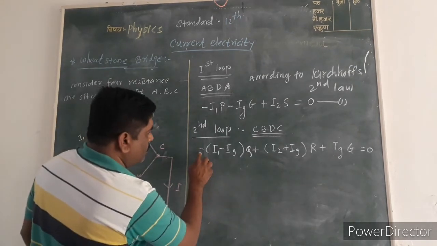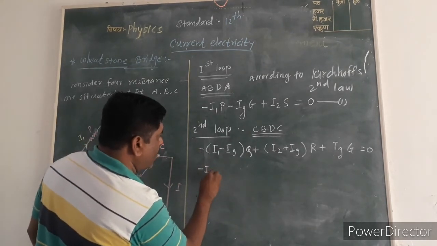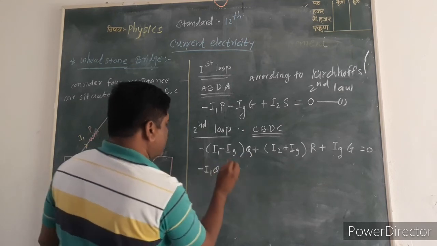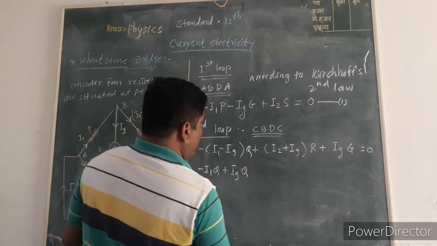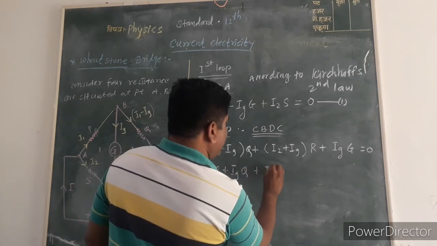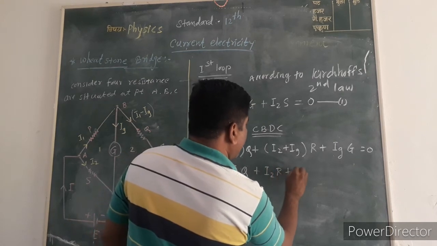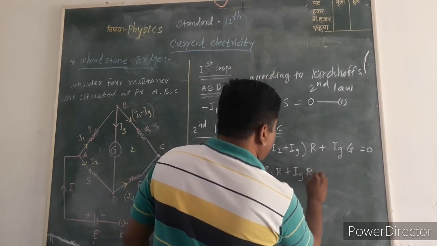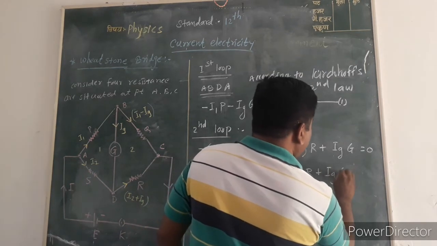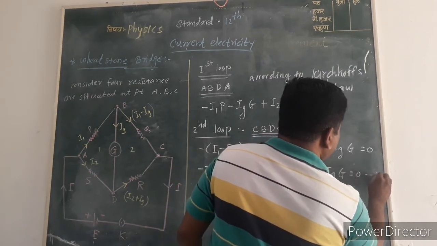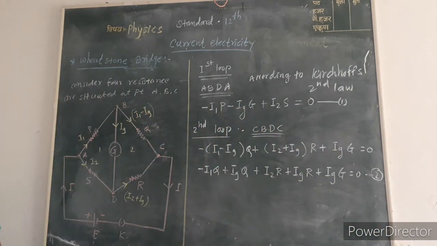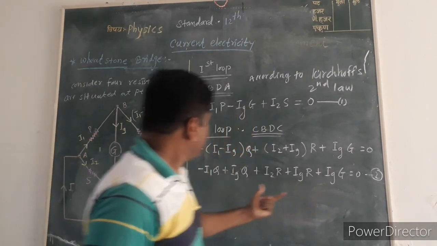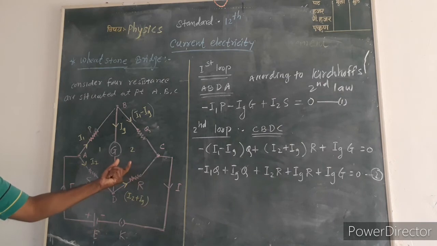We get minus I1Q plus IG Q plus I2R plus IG R plus IG into G equal to 0. So this is equation 2. Equation 1 is due to the first loop, and equation 2 is due to the second loop.